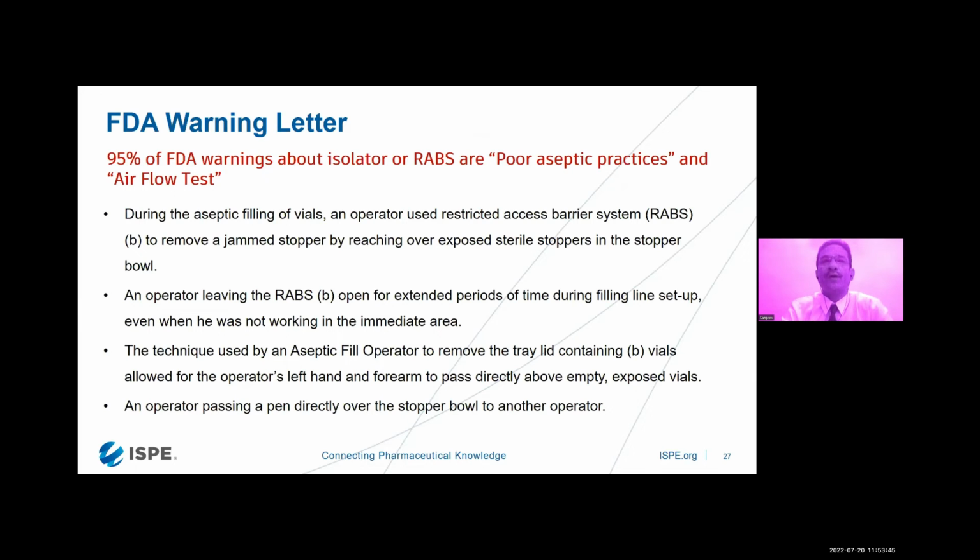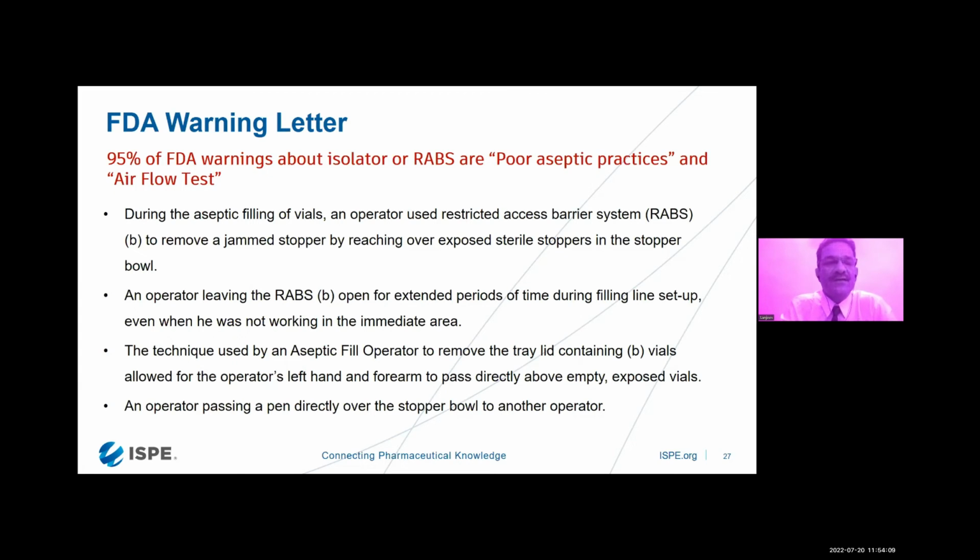We get a lot of 483s from the FDA, a lot of warning letters. You must have heard about them, and you must have also seen some of the warning letters coming in from the regulators. And most of the warning letters are pertaining to the aseptic operations and the lacunas in performing the aseptic operations.